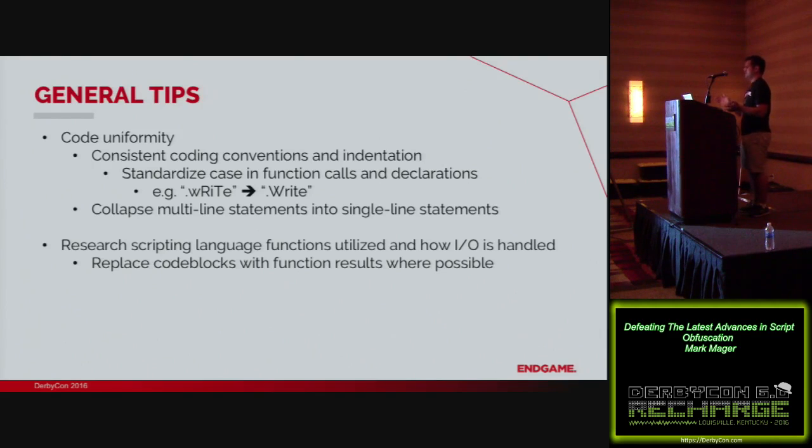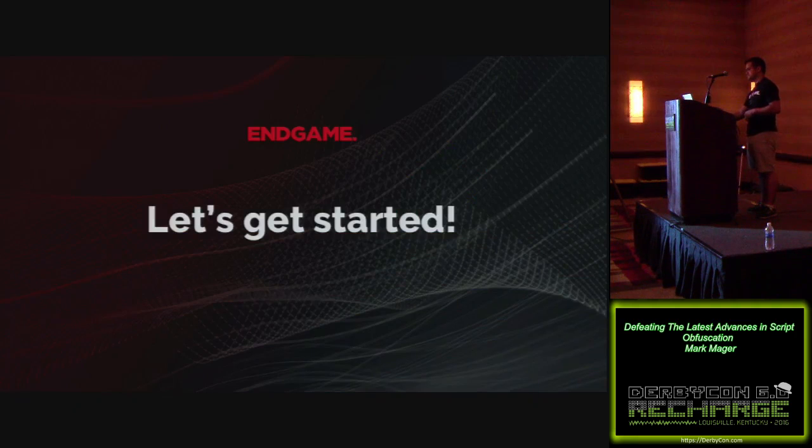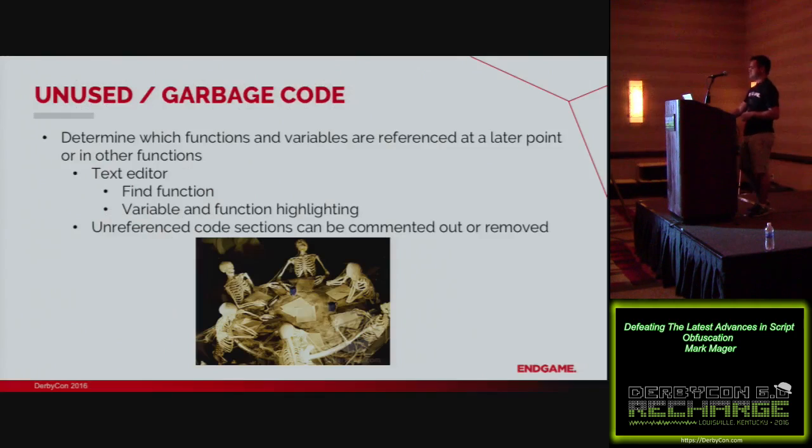Code uniformity is definitely very crucial to the deobfuscation process. If you're deobfuscating and writing out your version of the code, you'll want to take ownership of the code and employ consistent coding conventions and indentation. You'll also want to standardize and simplify how function calls are written where possible and how variables are declared and defined. Understanding how any native scripting language functions are used will also help to further break down the script, as you can replace these functions with the results where possible. All right, let's get started.